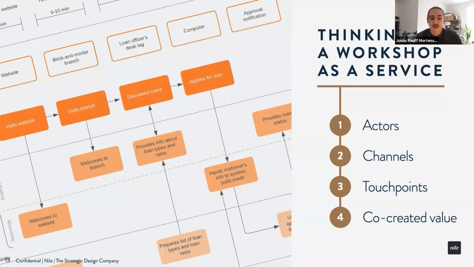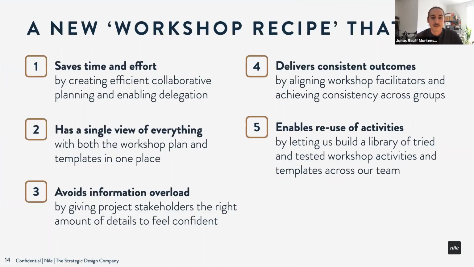So we asked ourselves, what do we want from such a workshop recipe? What should it be doing? So we set out some criteria for that. First of all, the basic thing we wanted to do was save time and effort. So create something that you can collaboratively plan on, and you can also enable delegation to others that are planning with you.